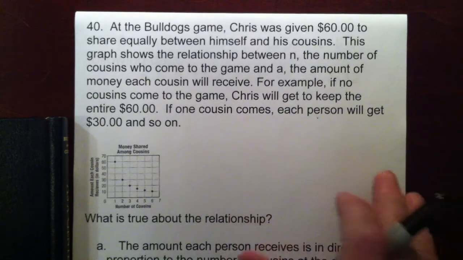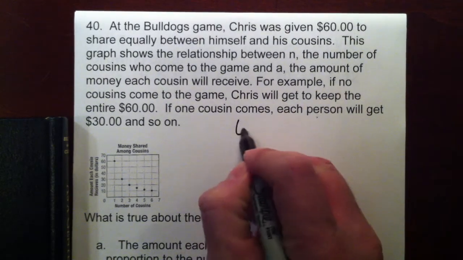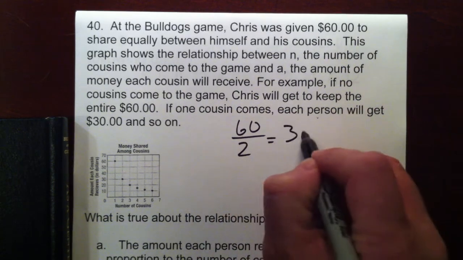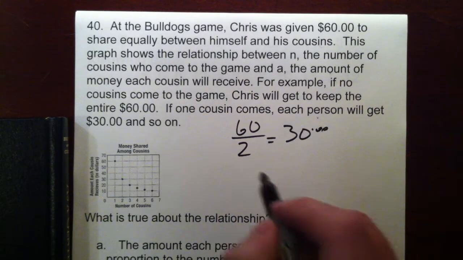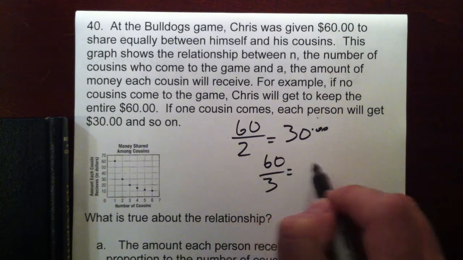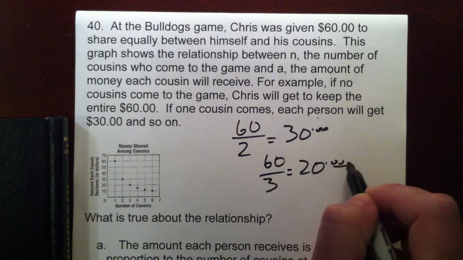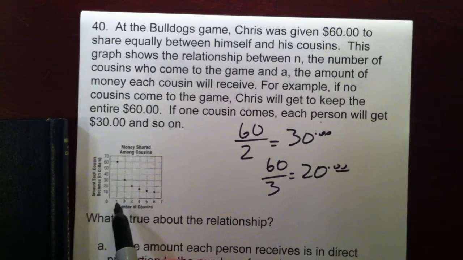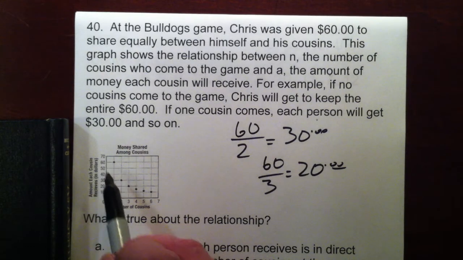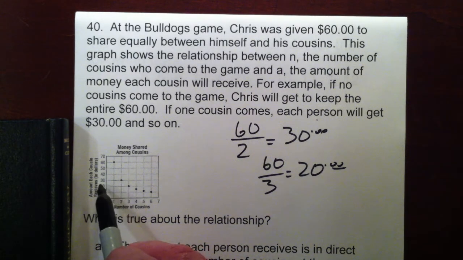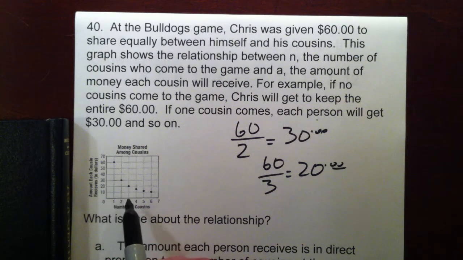But if one cousin comes, he'll have to split the $60 between the two of them, and he'll have $30 apiece. And the same thing would go if another cousin came. We would have 60 divided by 3, and they would each get 20. Well, that's represented here. If it's just him, he'll get to keep the $60. If one cousin comes, they'll each get 30. A total of 3 people will be 20, and so on.